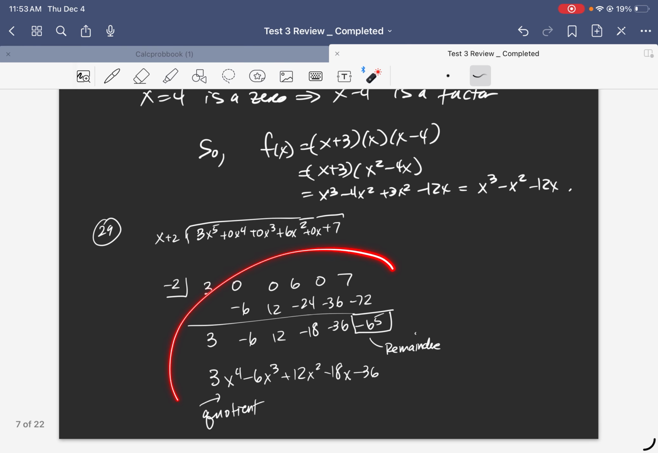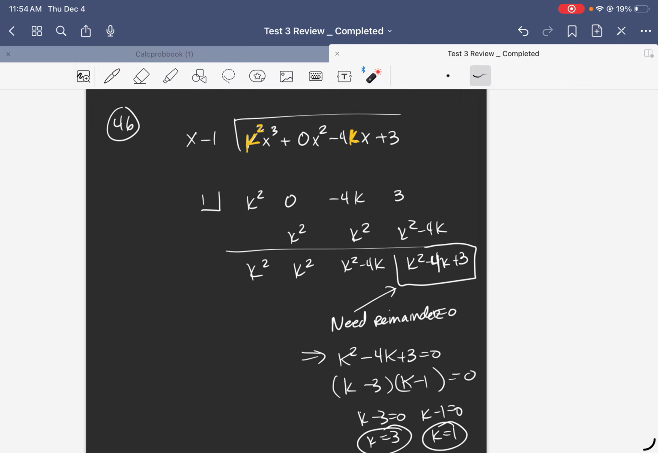Here, they want to see if you can do synthetic. They force you to do synthetic. The important thing here is we needed 2 placeholders. This is what people screw up. You must have placeholders. Remember, you always start off by, if you're dividing by x plus 2, what goes in here is -2 inside of synthetic division. Okay.